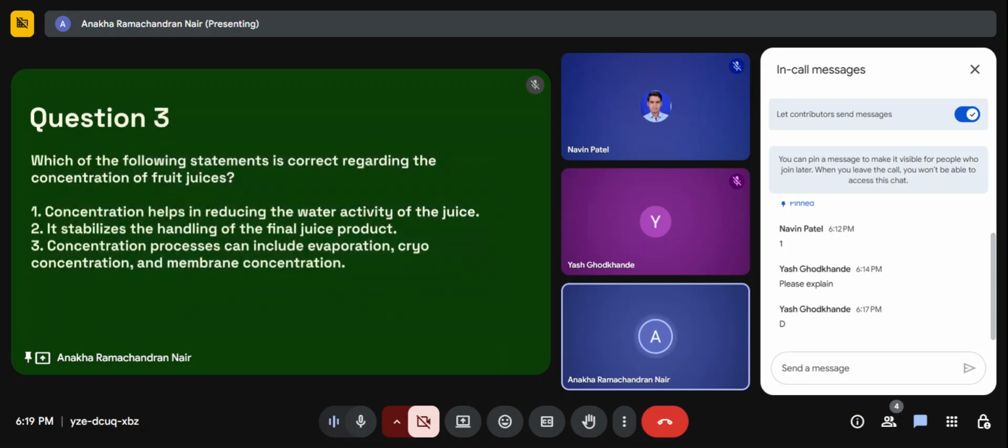So question number three is, which of the following statements is correct regarding the concentration of fruit juices? There are three options given to you. Option 1, concentration helps in reducing the water activity of the juice. Option 2, it stabilizes the handling of the final juice product. Option 3, concentration process can include evaporation, cryoconcentration, and membrane concentration. So out of these three, which is or are correct? There might be multiple correct answers in this. Just try guessing, or if you know the answer.